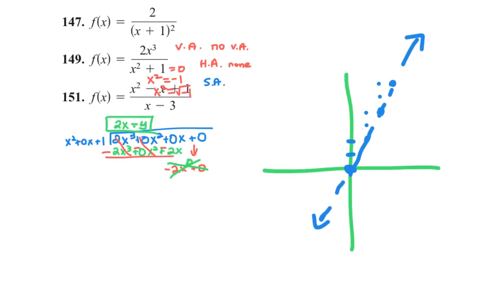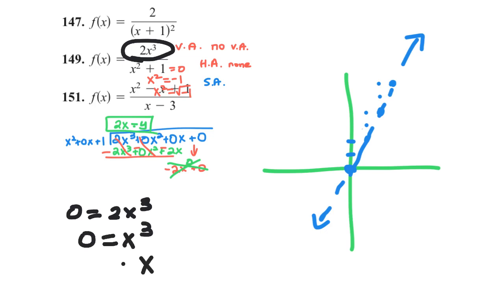Then I would look for my zeros, right? So I set my numerator equal to 0. 0 equals 2x to the third. Divide both sides by 2. I get 0 equals x to the third. And I get x equals 0, with a multiplicity of 3, which tells you what? It's actually going to cross through at 0, right? So it is a point here. It's going to cross through it. Now I have to figure out what happens to the left and to the right of this function.